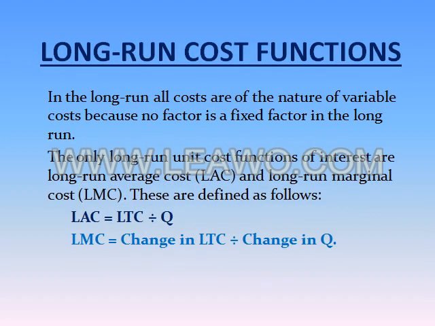Long-run cost functions. Long-run cost curves are derived from the long-run production functions in which all inputs are variable. In the long run, costs are not divided into fixed and variable components. All costs are variable. Thus, the only long-run unit cost functions of interest are long-run average cost, that is LAC, and long-run marginal cost, that is LMC. Therefore, LAC is equal to LTC divided by Q and LMC is equal to change in LTC divided by change in Q.